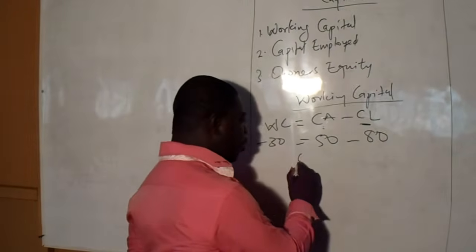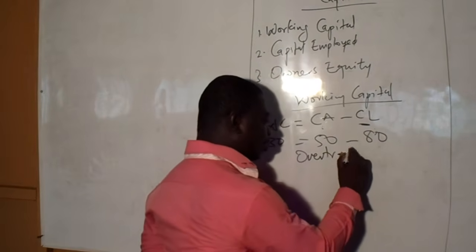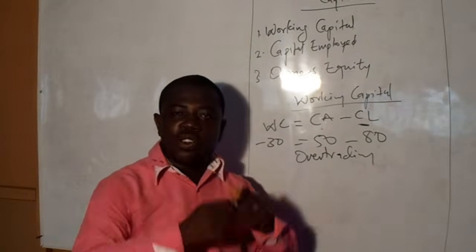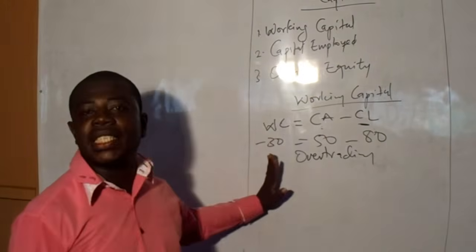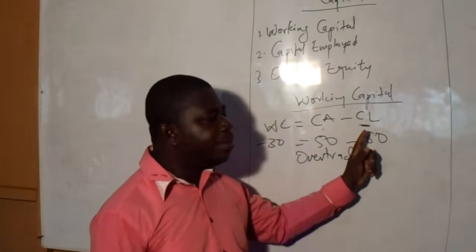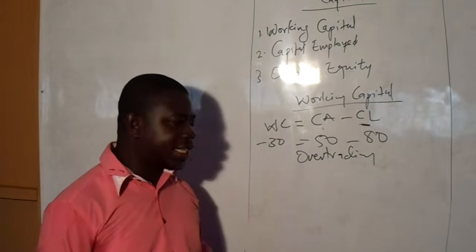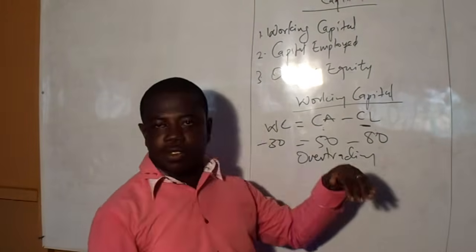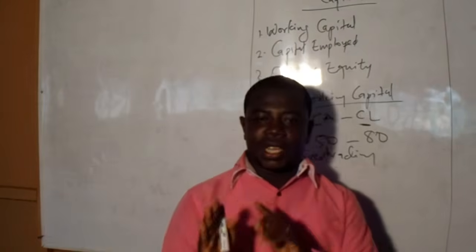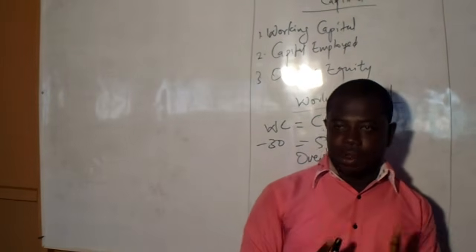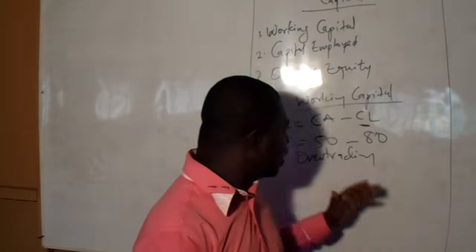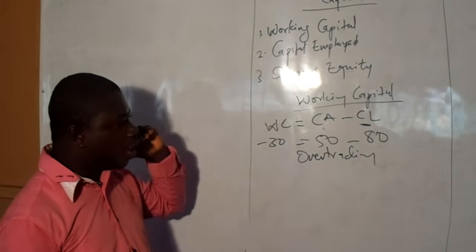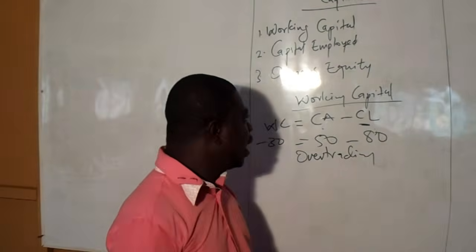So overtrading is a term used in accounting to describe a situation where the working capital is negative, or your current liabilities exceed your current assets. So working capital is the excess of your current assets over current liabilities. But when the current liabilities exceed the current assets, we have overtrading. So this is working capital, and that is the formula for working capital: your current assets minus your current liabilities.